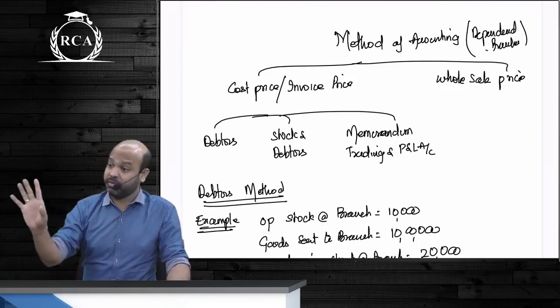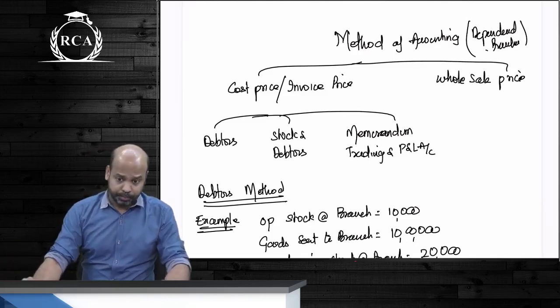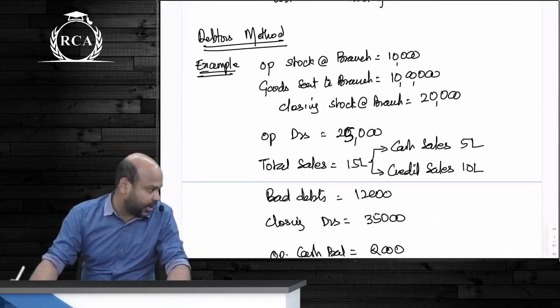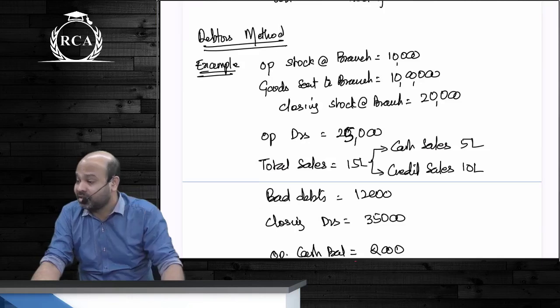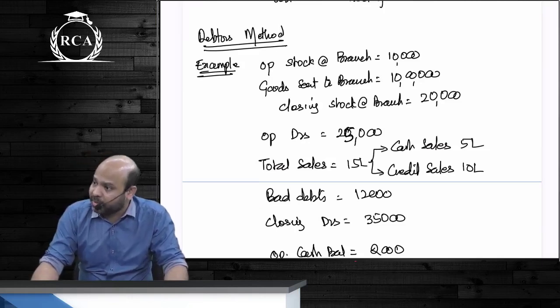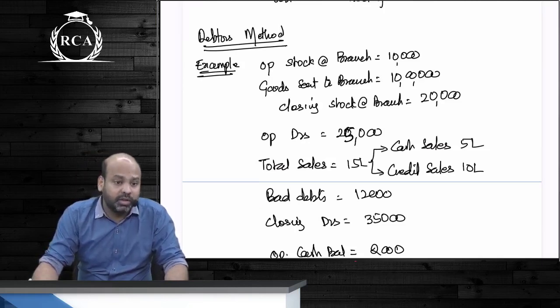This is the first difference you should know between these three methods and the wholesale price method. Now, starting with the debtors method, guys. Under the debtors method, your branch is considered an external party, a debtor. That is why we only record transactions that occur between head office and branch.